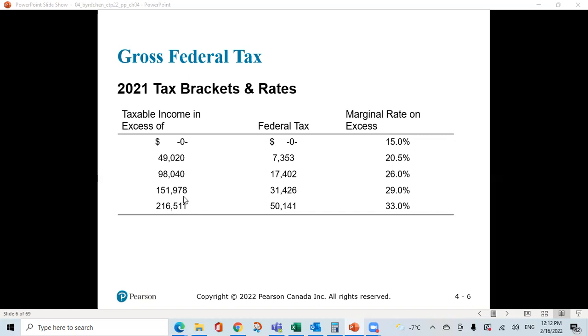For example, if the taxable income is $216,512, so it's $1 higher than the bracket number, then only that $1 is taxed at 33%. We're going to see an example.